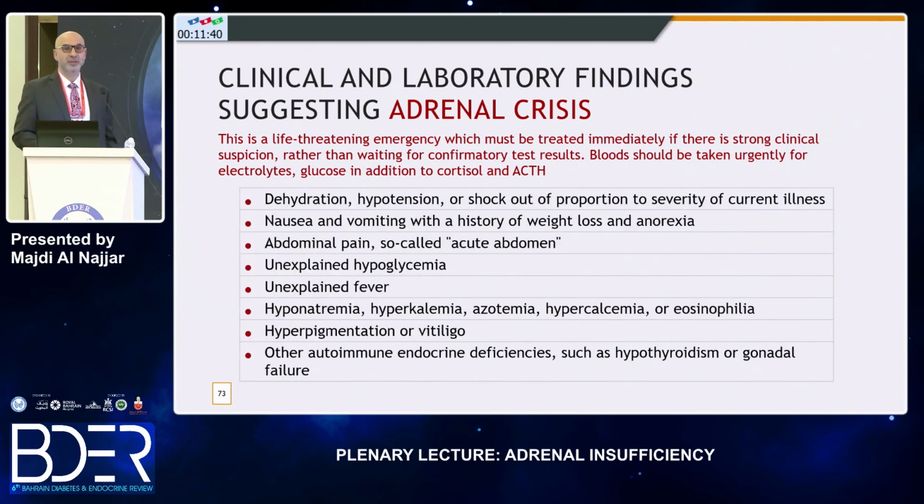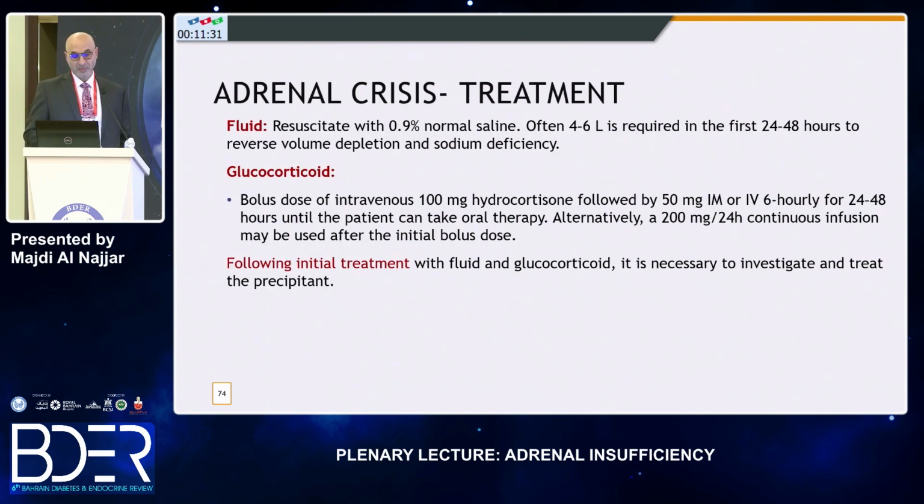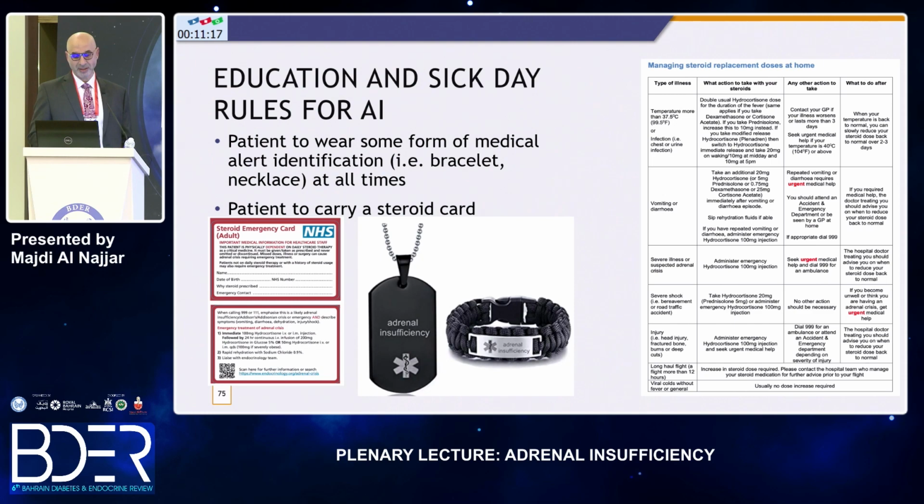These are the symptoms in adrenal crisis. Typically, the patient comes to you with hypotension and shock. If you go and ask them, they may have had these symptoms before. And this is the treatment: fluid, up to 6 liters they may need over the next 2 days, and steroids, bolus 100 milligram, and then 50 every 6 hours, or continuous infusion of 10 milligram per hour. And then after restabilization, you need to look for the cause of adrenal crisis.